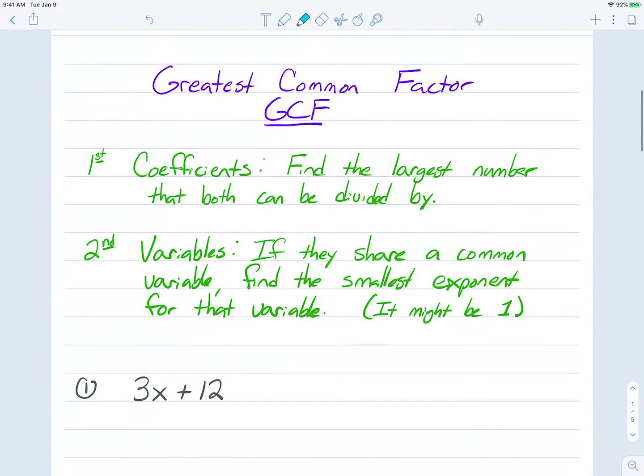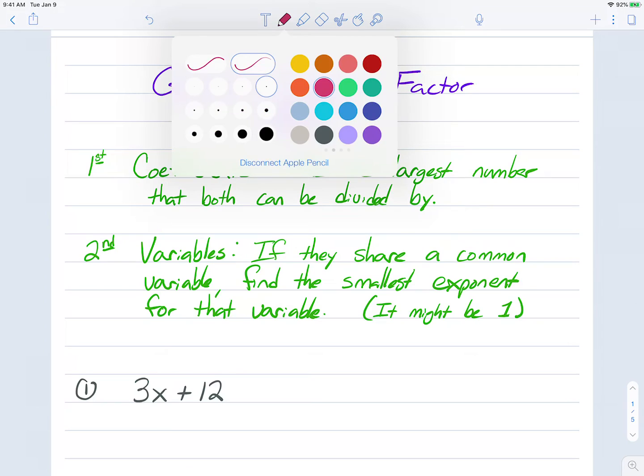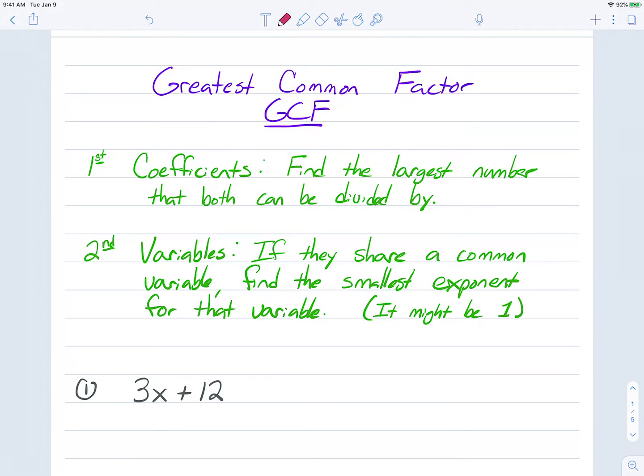Now, a GCF is the greatest common factor. You guys probably have heard that before, probably in like 5th, 6th grade when it was just numbers, and now we're going to be dealing with the GCF with numbers and variables in a polynomial. So the way this works is the first thing you do is you look at the coefficients. So those are just the numbers themselves, the coefficients. And you're going to find the largest number that both of them can be divided by. That's the first part of the GCF.